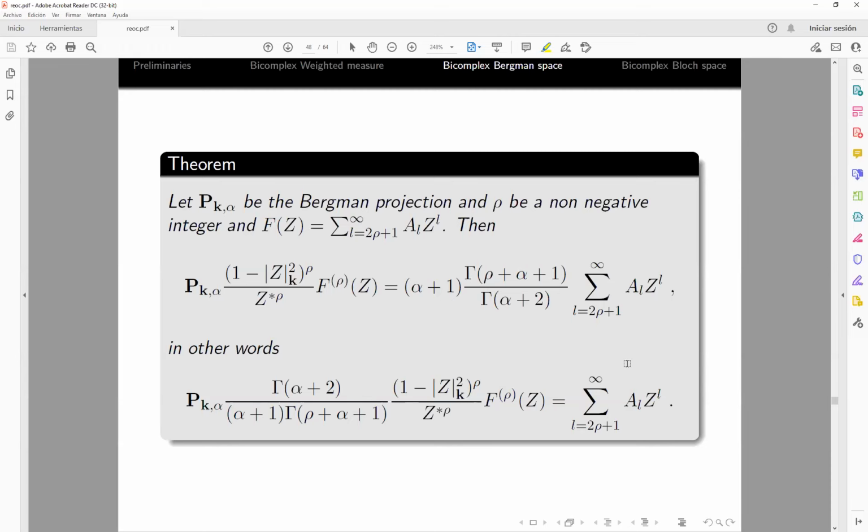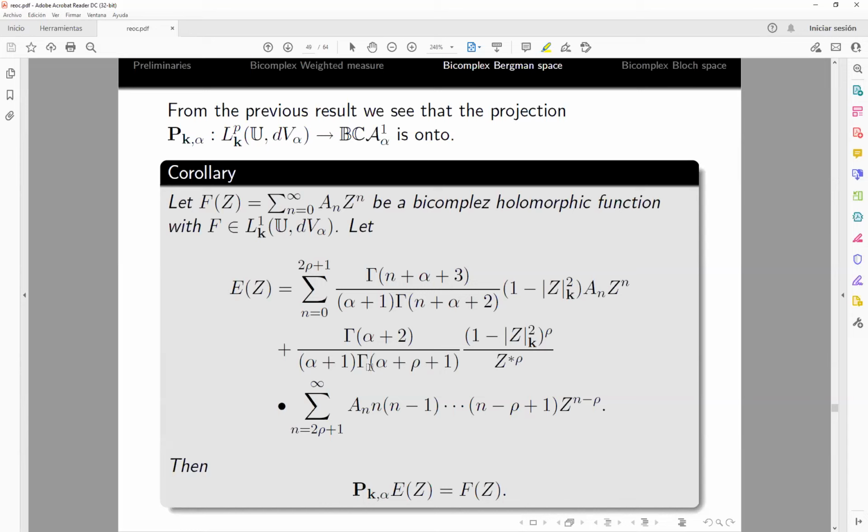Then it's possible to make all this calculus, but as a corollary, from this corollary we can see that the Bergman projection is onto.